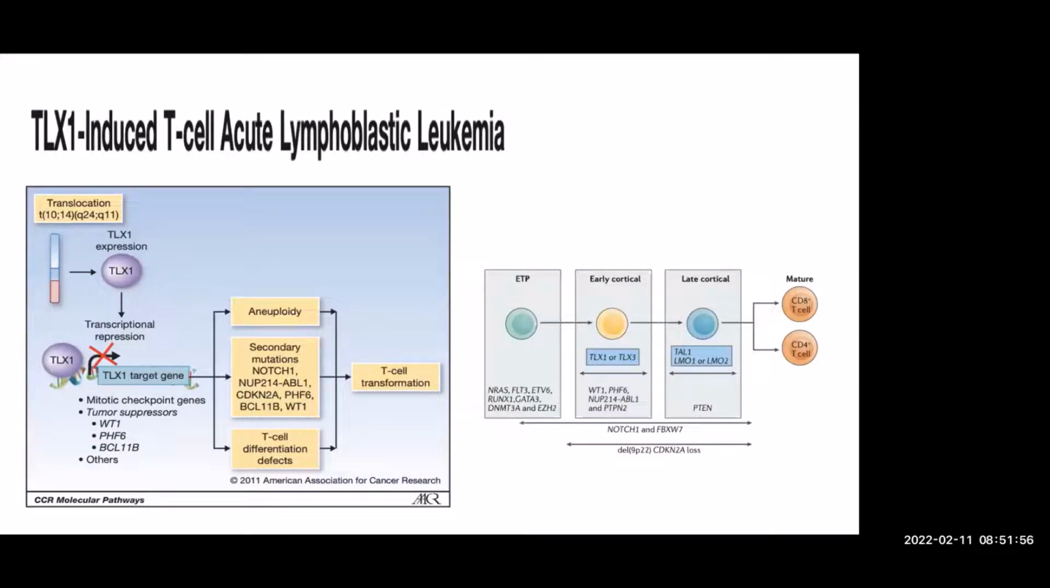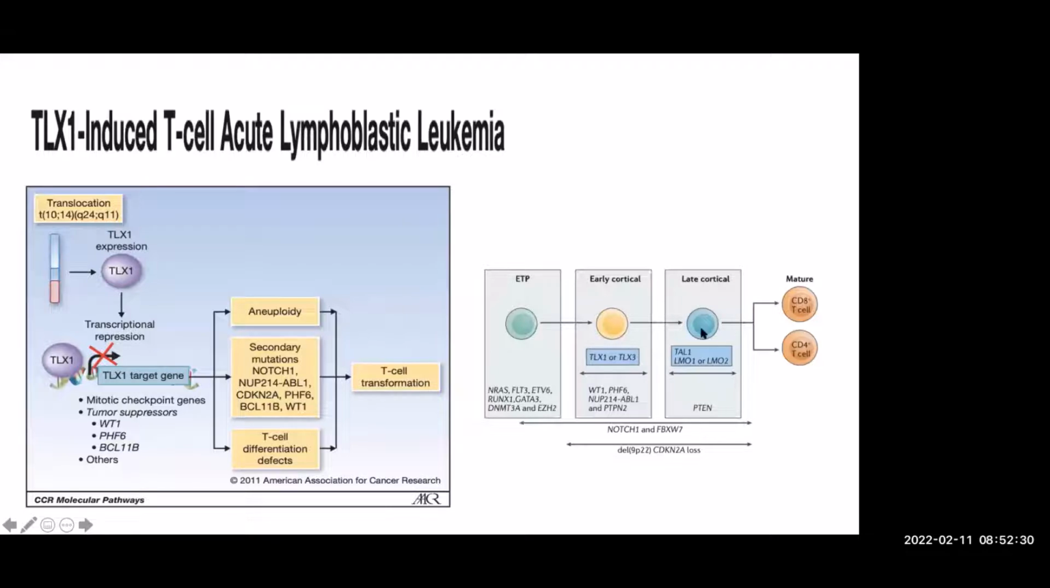Translocation 10;11 results in increased expression of TLX1 in progenitor T cells. Increased expression of TLX1 causes transcriptional repression of TLX1 target genes. This results in secondary mutations like activating mutations in Notch, inactivating mutations in cyclin dependent kinase, aneuploidy, and T cell differentiation defects. All this leads to increased T cell transformation and T cell acute lymphoblastic leukemias.